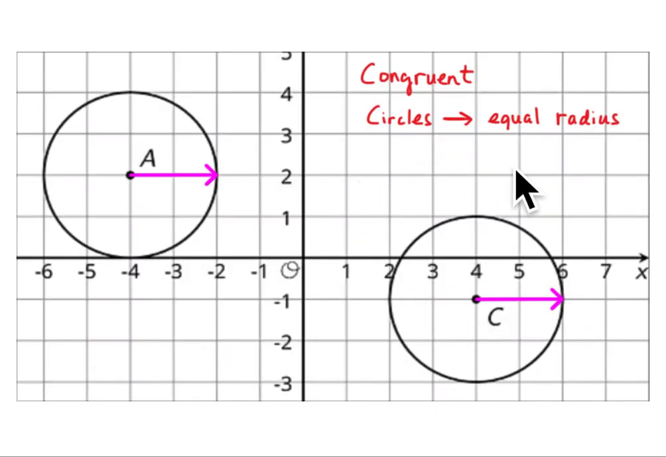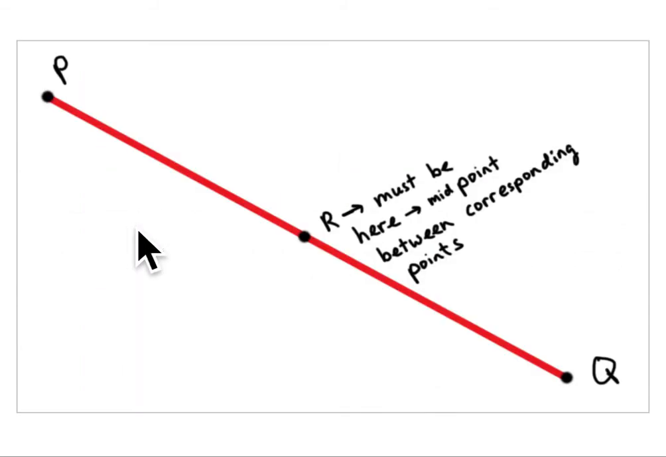Two circles with an equal radius, they're congruent. They match, they're equal. So the length of the radius defines the circle, and if the radius is the same, those circles are congruent. And the last problem says, where is the center of rotation?